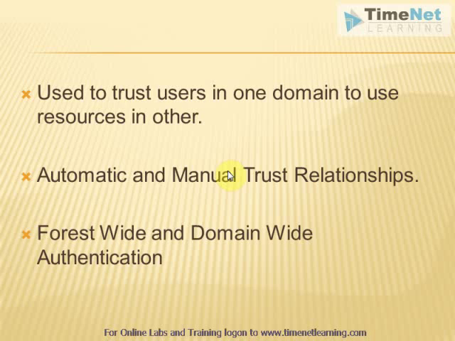In the forest wide authentication, all the domains in one forest will be trusted by all the domains in another forest. And in the domain wide authentication, the trust relationship will be limited to single domains in two forests. So the users in only one domain will be able to access the resources in another domain in a different forest. So the trust relationship will be only between the two domains.